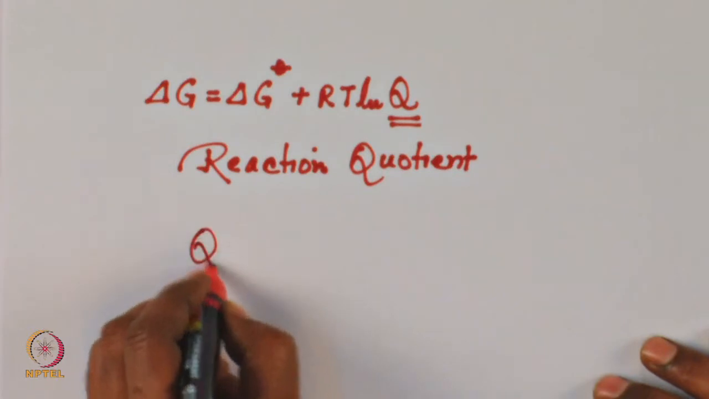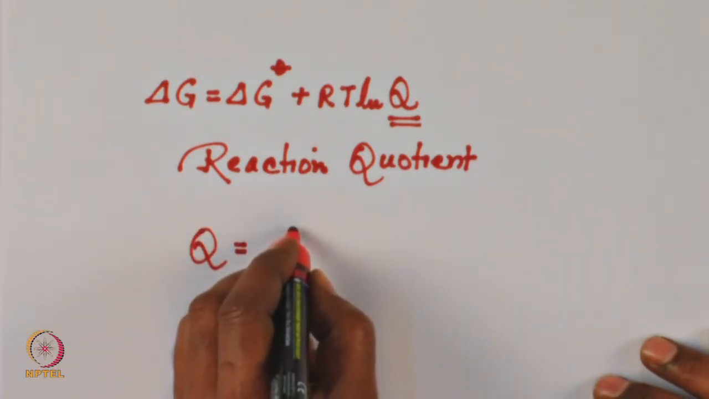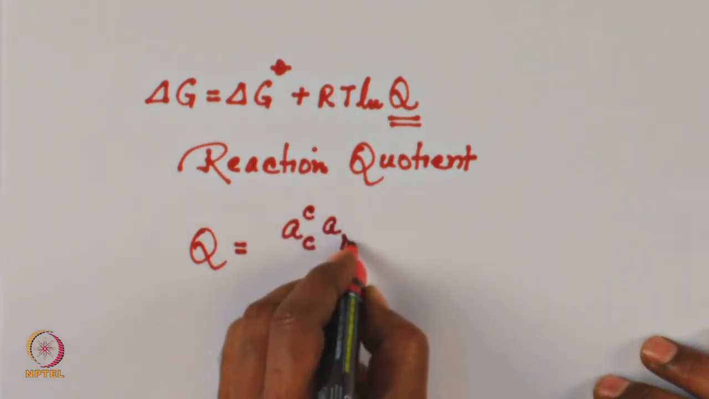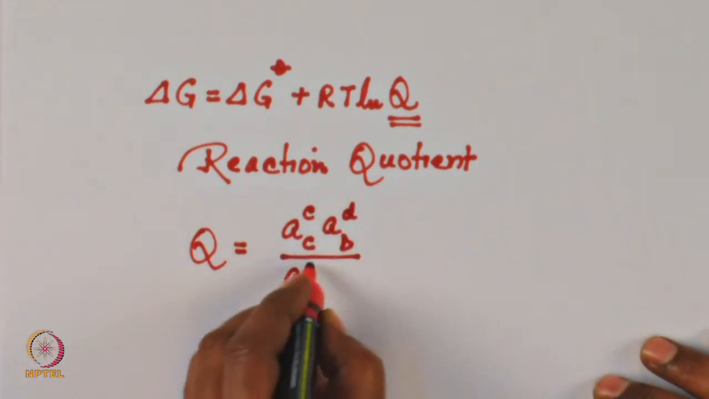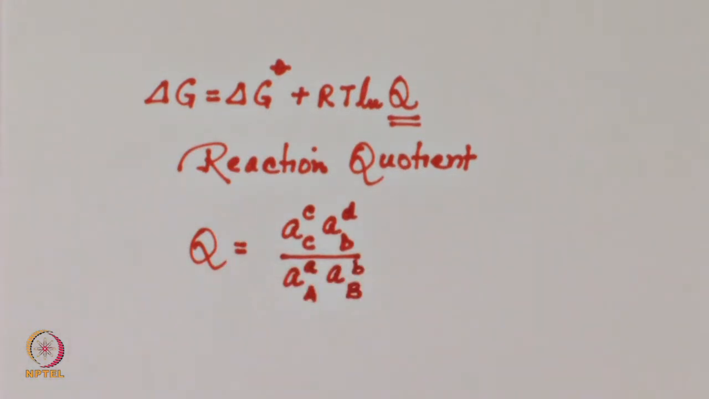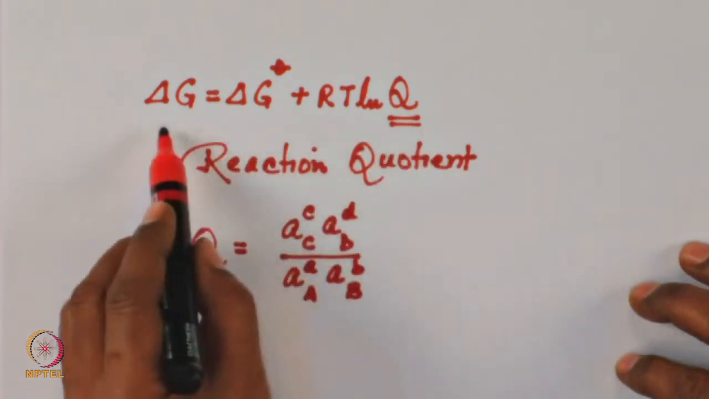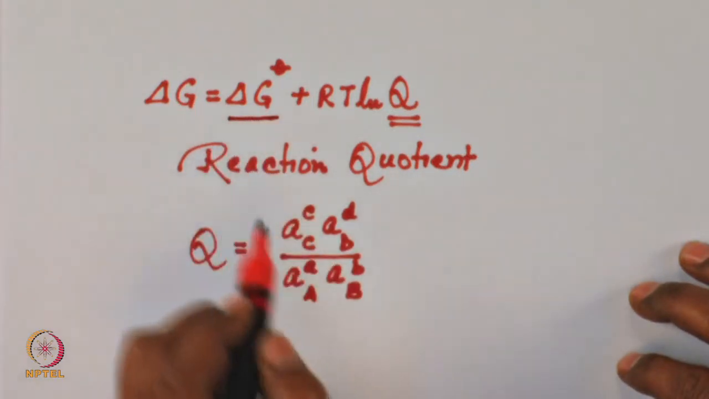And Q, what we obtain in this particular case which we are discussing, is activity of C raised to the power c into activity of D raised to the power d over activity of A raised to the power a, activity of B raised to the power b. And now let us take a look at this equation. Delta G naught at a given temperature is constant.